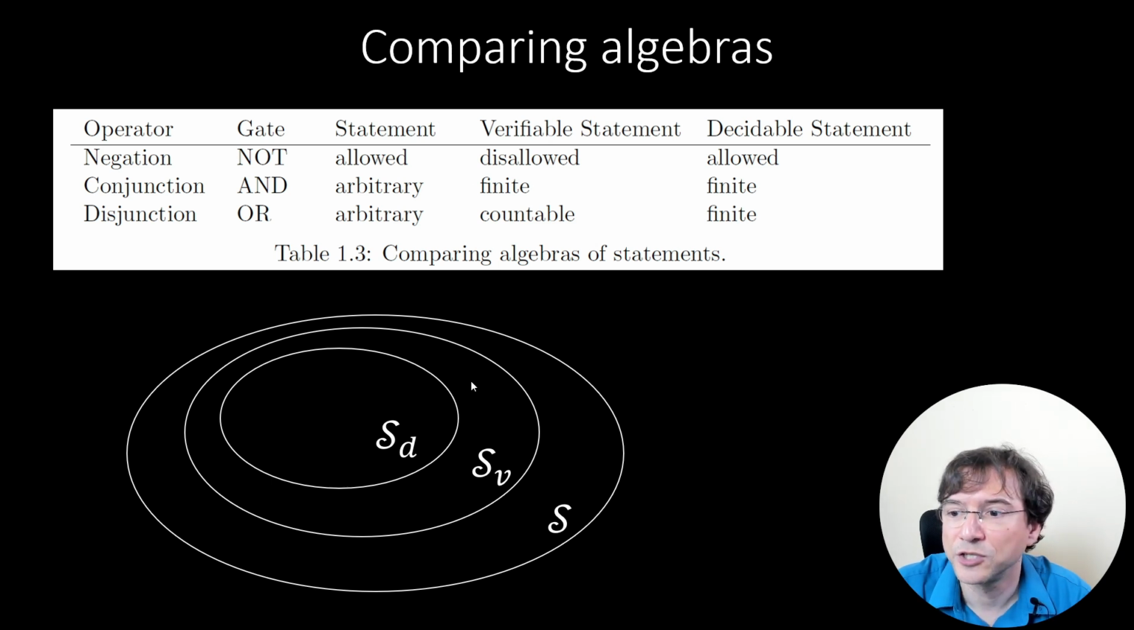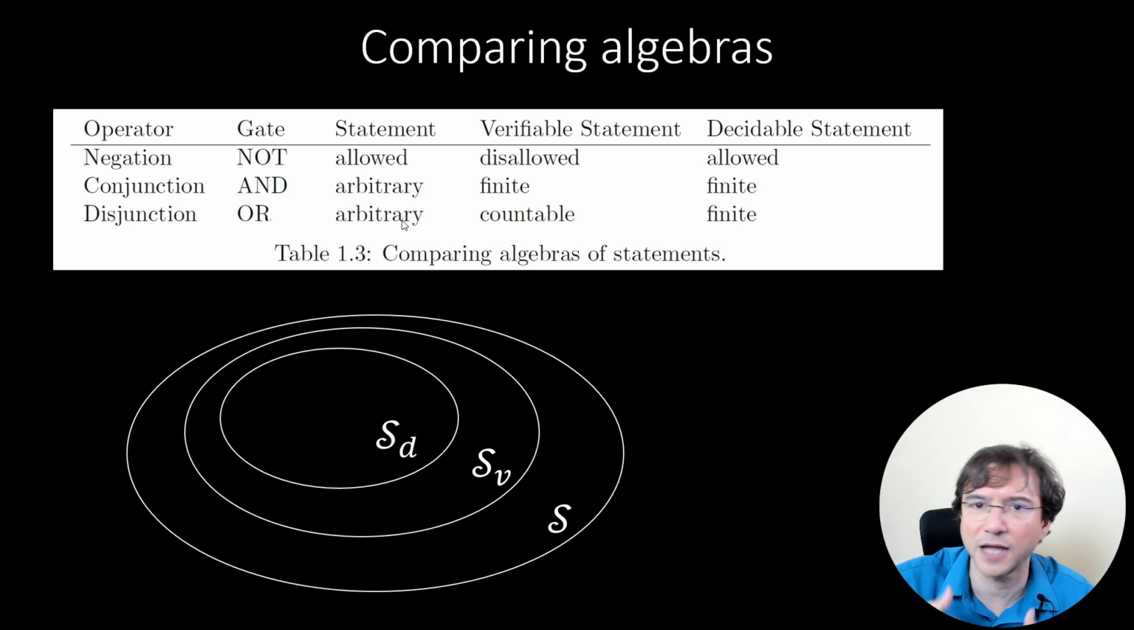So this is essentially how you're going to have different algebras depending on the set of statements that you're looking at. If you are looking at all the logical statements in our context, then you can do negation, you can do an arbitrary conjunction or an arbitrary disjunction. You can do these things however you want. We said we have a complete Boolean algebra, so we don't have a problem.